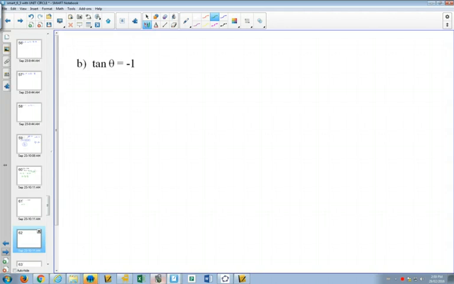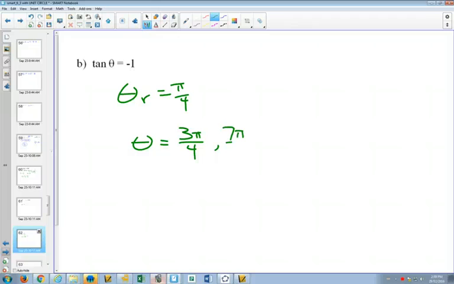Is tan ever equal to 1? What family? It's pi over 4 family. When is tan negative? Quadrant 2 and quadrant 4. So the pi over 4 family in quadrant 2 and the pi over 4 family in quadrant 4.